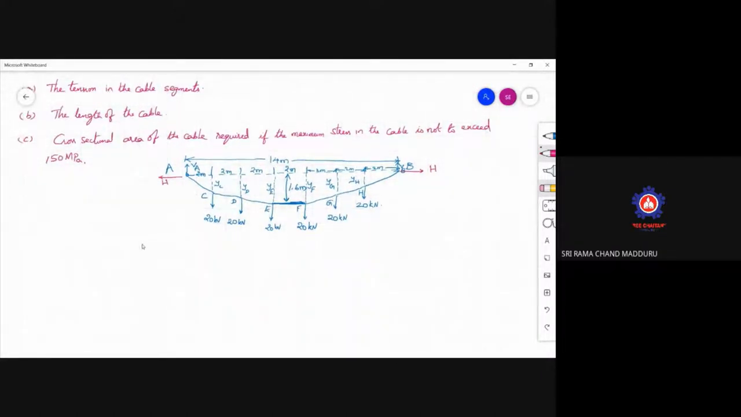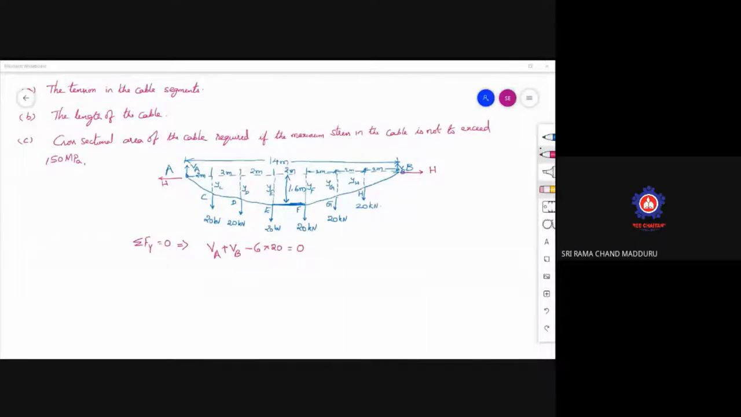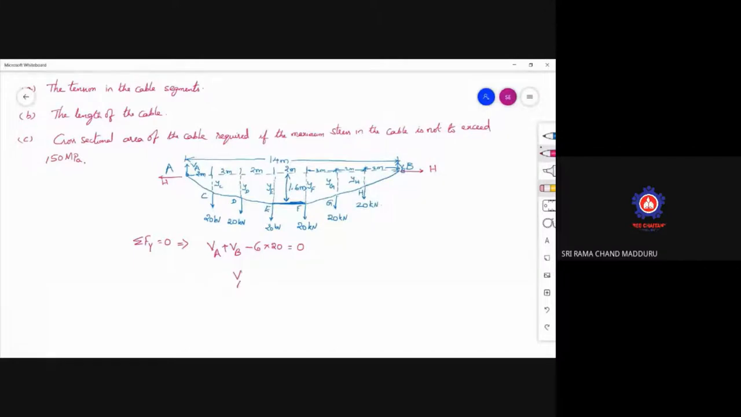Now sigma Fy is equal to 0. Sigma Fy is nothing but VA plus VB minus 6 into 20, there are 6 loads, 6 into 20, is equal to 0. So now the value VA plus VB is equal to 120 kilonewtons. And this is symmetrical, the loads are symmetrical. VA will be 60 kilonewton. VB will also be 60 kilonewtons.